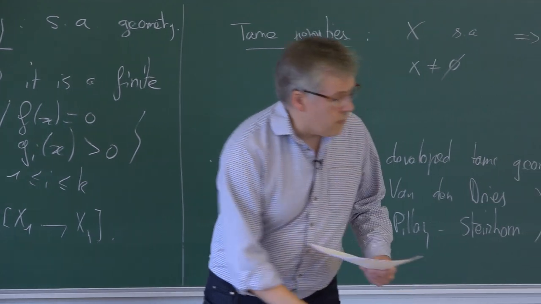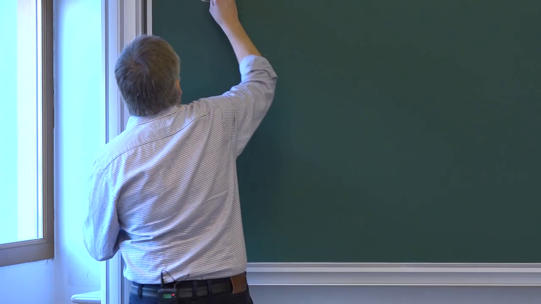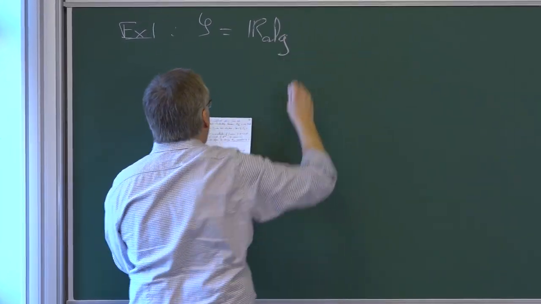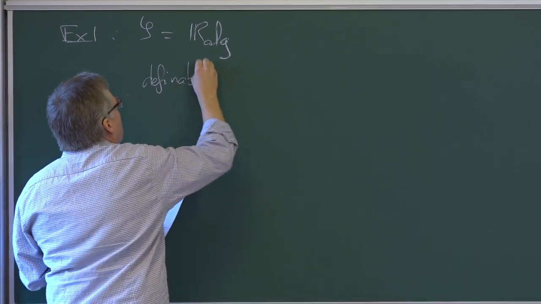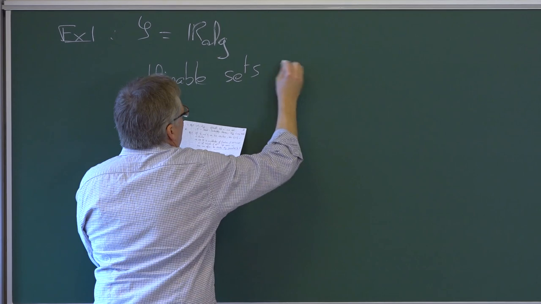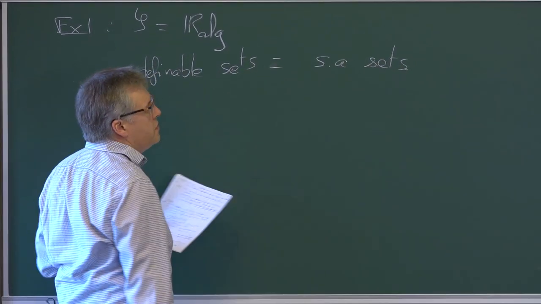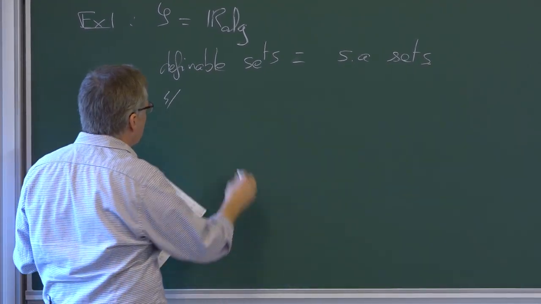So let me give one example. The trivial example is R-alg. Well, the definable sets are exactly the semi-algebraic sets. So they satisfy all these axioms because the only non-trivial axiom is 4, but this is the Tarski-Seidenberg theorem.